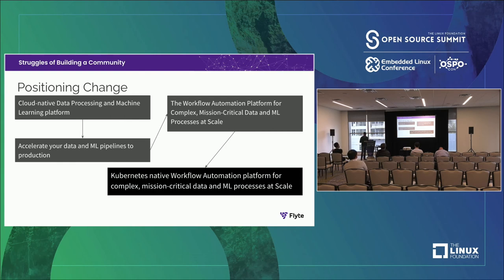When we first open sourced, we were like, okay, what should we call this thing? It runs on cloud and Kubernetes, so let's call it cloud native. It's used for data and machine learning, so let's call it a data and machine learning platform. Absolutely the wrong thing for the system. It's not a machine learning platform, it's not a data processing platform, because if it is, then it's everything.